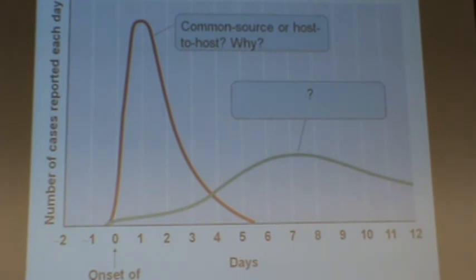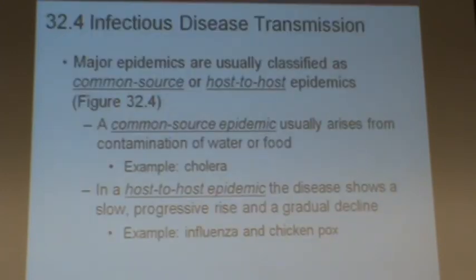Why do you think the red one is the common source? Because it comes from one spot, and everybody who drinks or eats from that spot will get it around the same time. If it's host to host, one person will get it, then pass it to another person, and another. That's a perfect explanation. Going back to the definition, with a common source everybody gets the disease in a very short period. With host to host, it has to spread and cross a certain fraction of the population for it to occur.